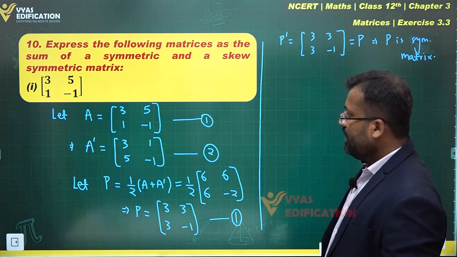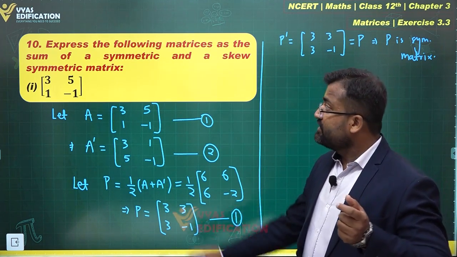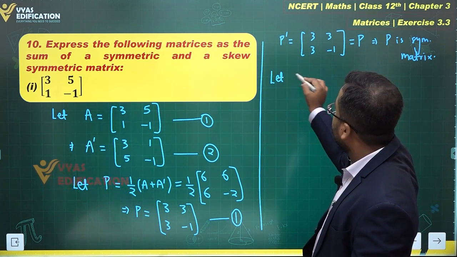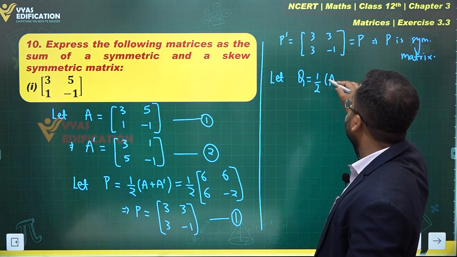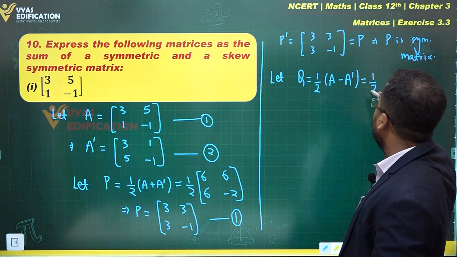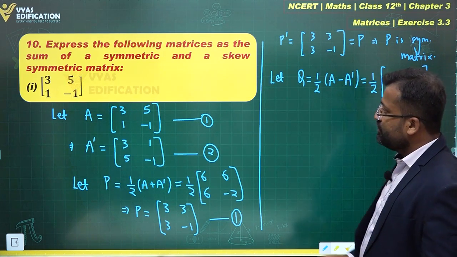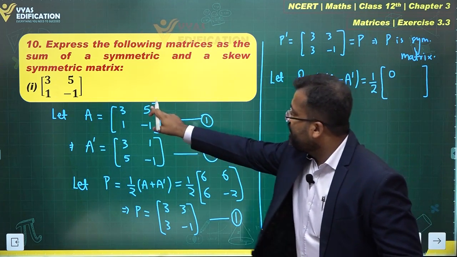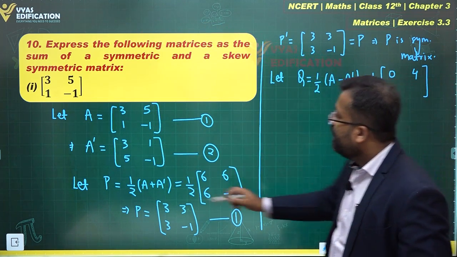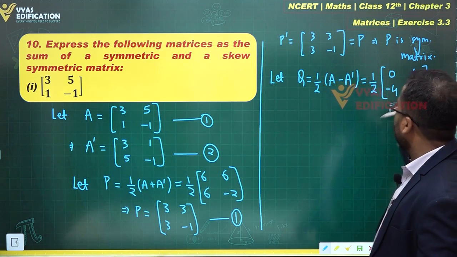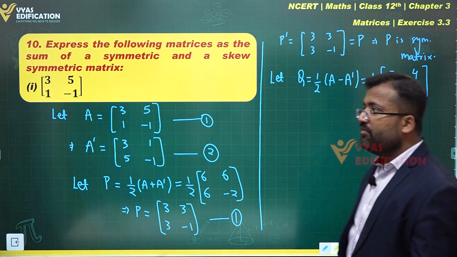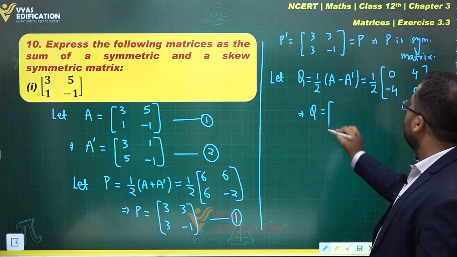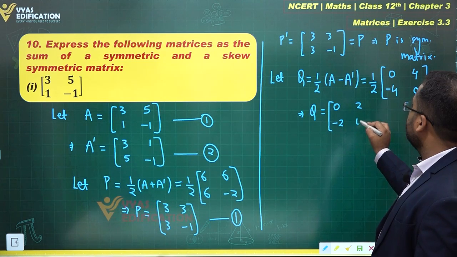What next? I know that I have to find another kind of matrix based on this A. What is that? Half of A minus A prime. Now let Q equals half of A minus A prime. What is that? Half of the difference of these two matrices, A and A transpose. 3 minus 3 becomes 0. 5 minus 1 becomes 4. 1 minus 5 becomes minus 4. And minus 1 minus of minus 1, that is minus 1 plus 1, becomes 0. Multiplied with half, that gives me Q equals 0, 2, minus 2, 0.